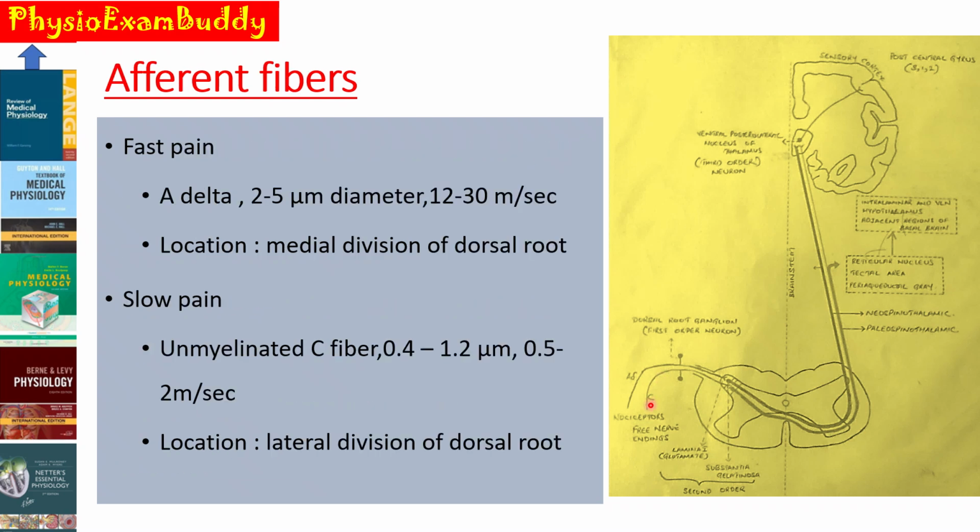And the afferent fibers of the fast pain are carried by the A delta fibers having a diameter of 2 to 5 micrometers and a velocity of conduction around 12 to 13 meters per second. And the location of the fast pain is mainly in the medial division of the dorsal root. Whereas for the slow pain, the fibers are mainly unmyelinated C fibers having a diameter of 0.4 to 1.2 micrometers, and the conduction velocity is 0.5 to 2 meters per second, and it is mainly located in the lateral division of the dorsal root.